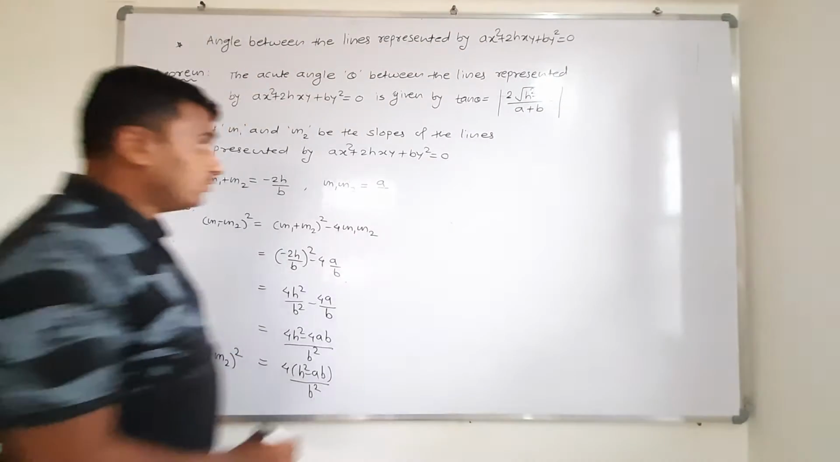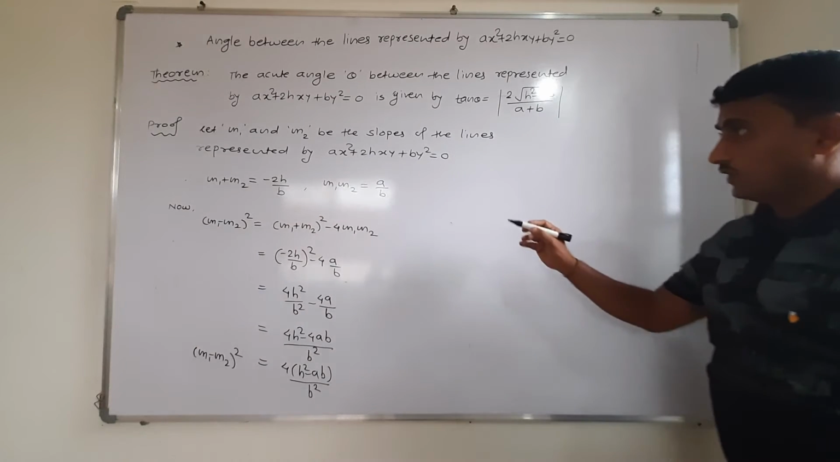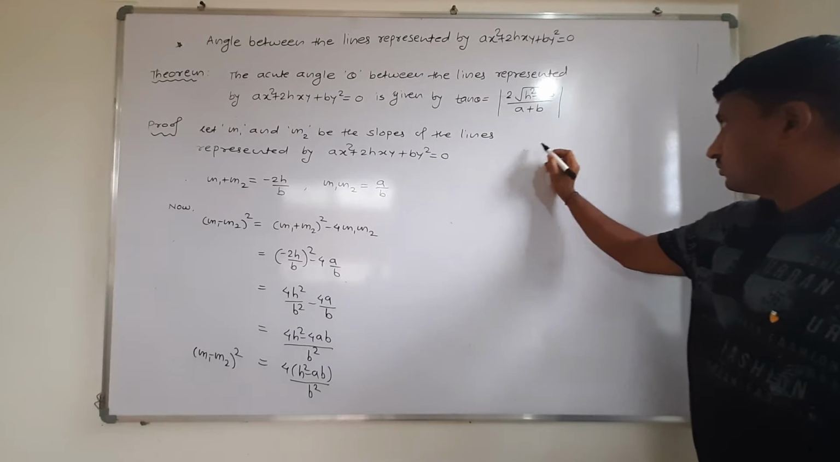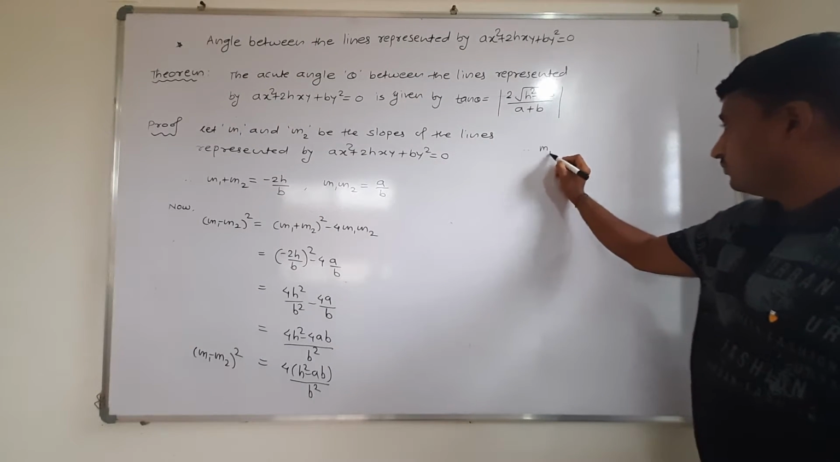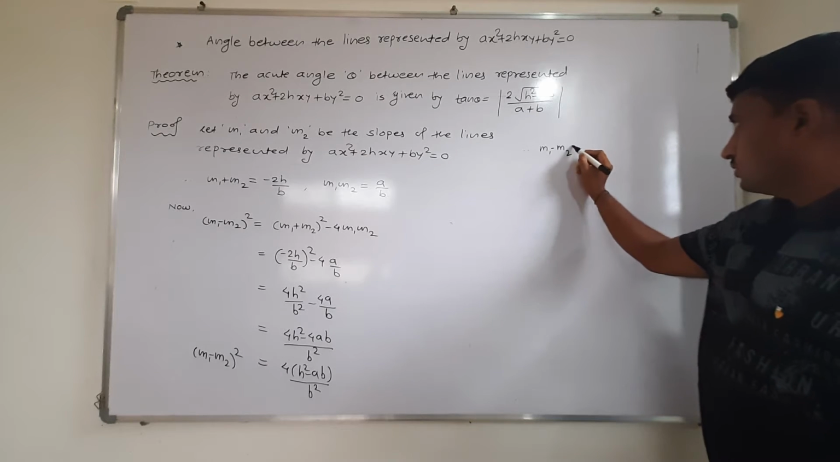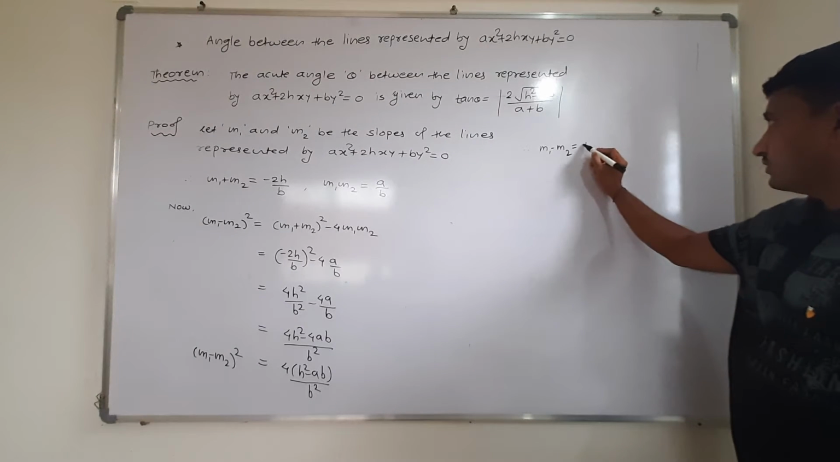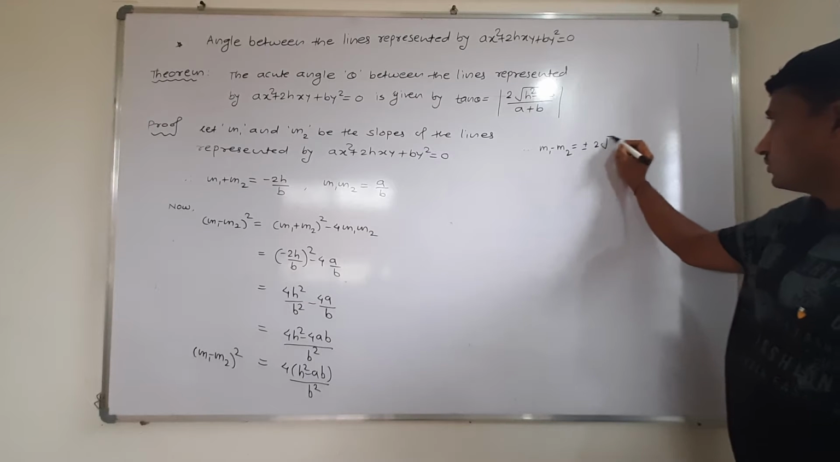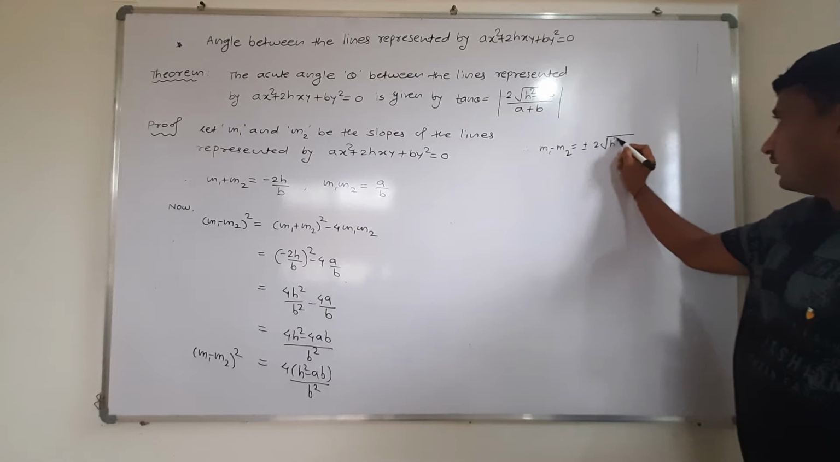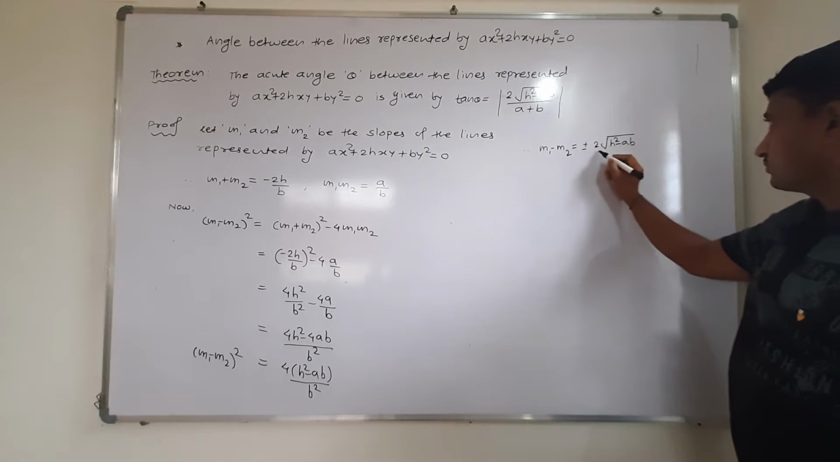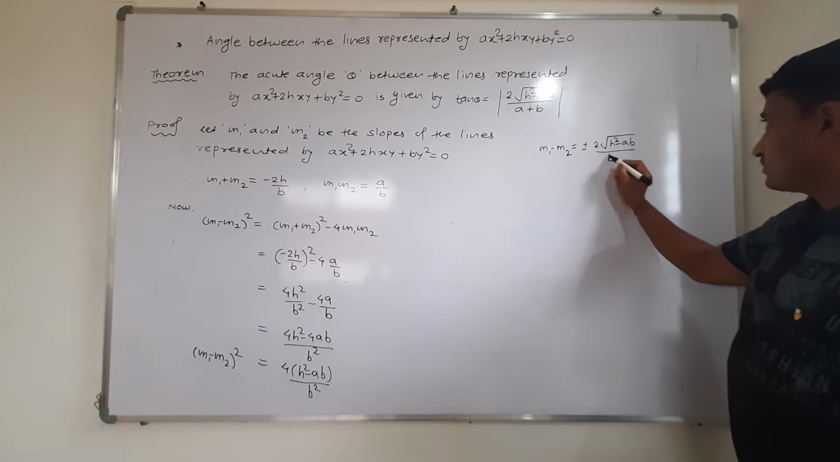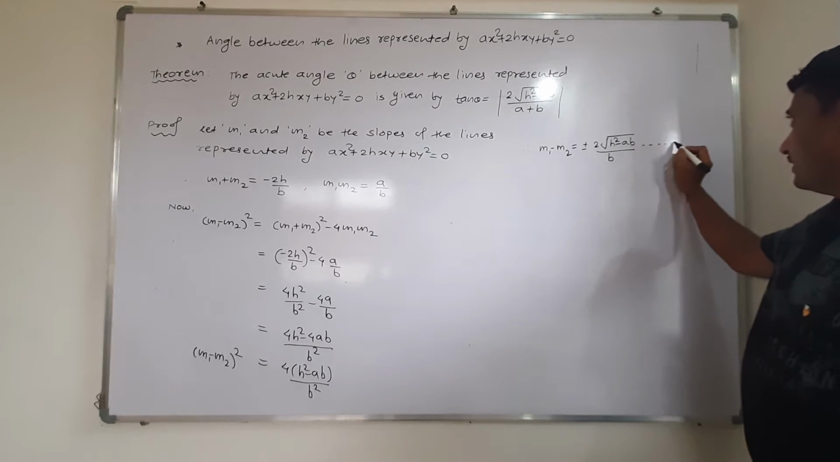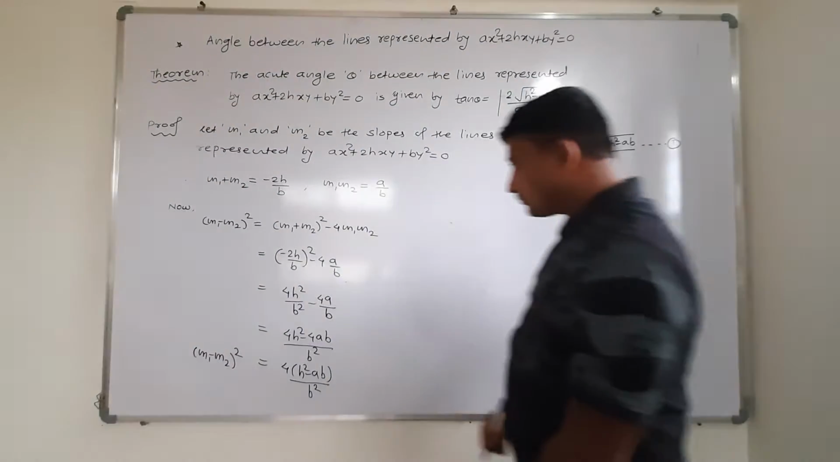Now taking square root, m1 minus m2 is equal to plus or minus 2 times square root h square minus ab upon b. This is m1 minus m2. I write this as equation number 1.